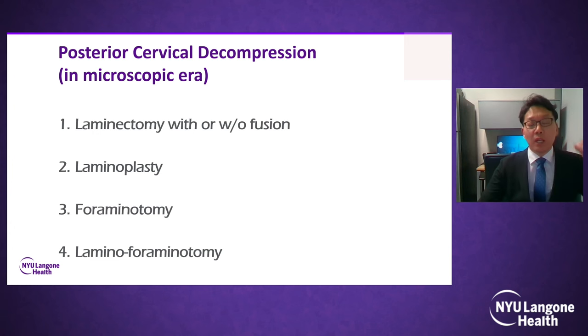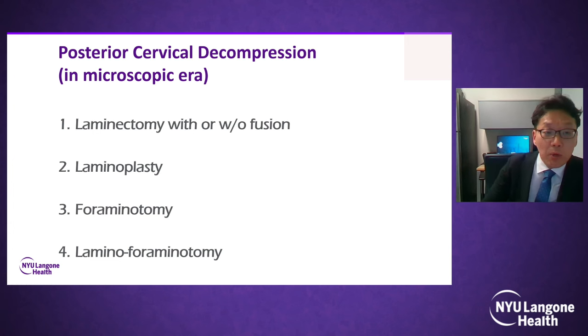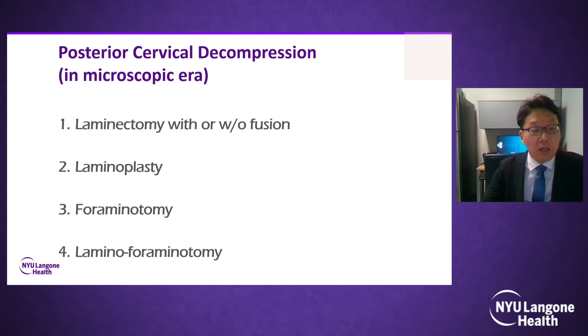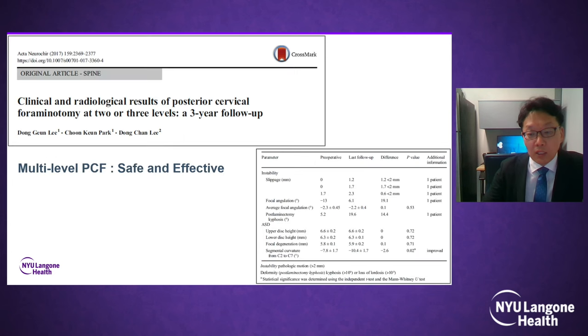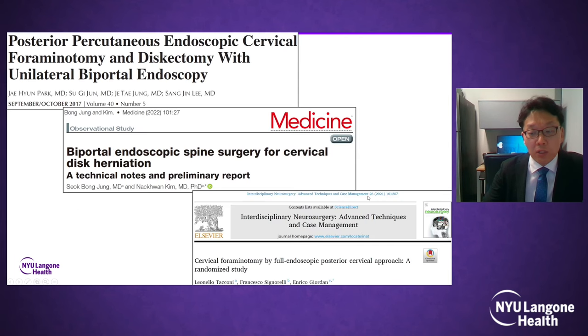So we start. There are many kinds of cervical decompression procedures in the microscopic era. First is laminectomy with or without fusion, and laminoplasty, foraminotomy, and laminoforaminotomy. Among them, posterior cervical foraminotomy was first described by Scoville in 1946, and this is for unilateral cervical foraminal stenosis or eccentric disc herniation, but it is not indicated in kyphosis at the index level. Some research says multilevel PCF is safe and effective. It is also good for multilevel.